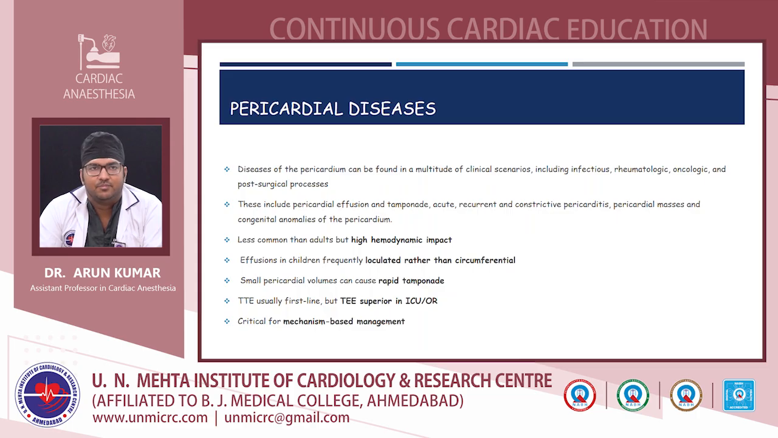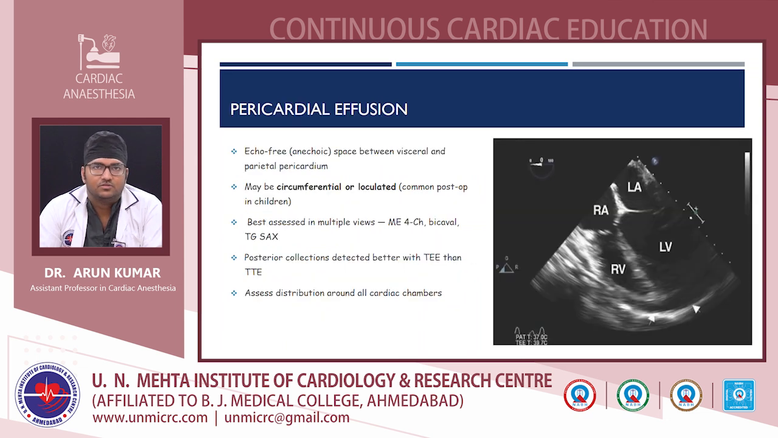Transthoracic imaging is usually the first line, but TEE is superior in the ICU or perioperative setting, and it is critical for mechanism-based management. Coming to pericardial effusion, as you can see in the image, there is an anechoic space between the visceral and parietal pericardium, and it can be circumferential or loculated. It is best assessed in multiple views like mid-esophageal four-chamber, bicaval and transgastric short axis view, and posterior collections are better visualized in transesophageal echo than transthoracic echo.